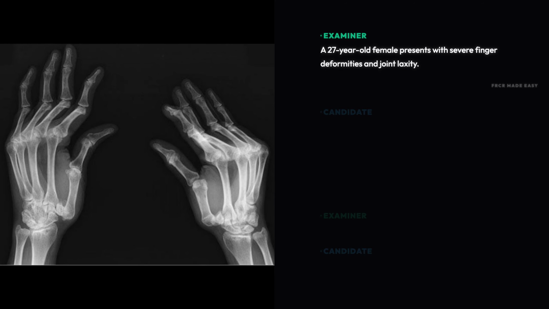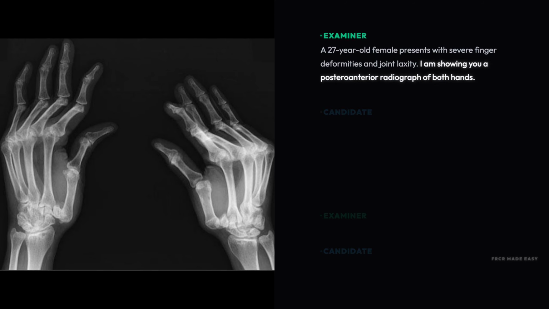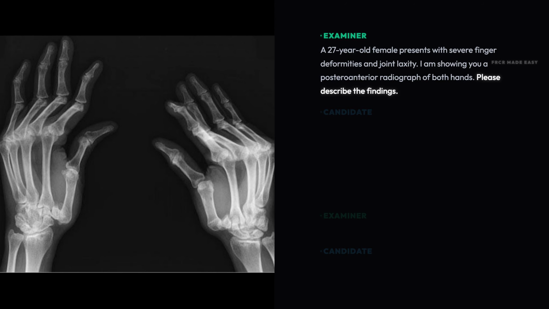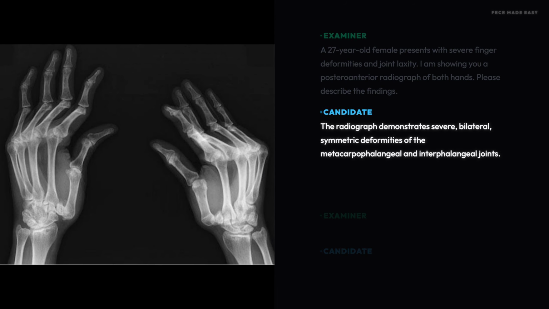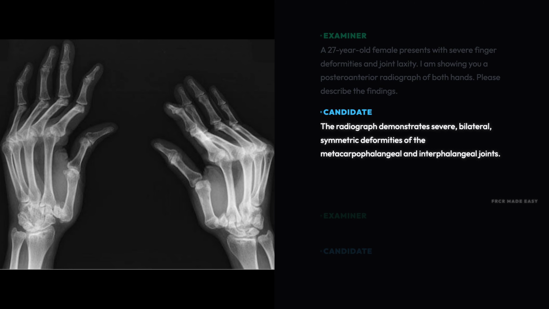A 27-year-old female presents with severe finger deformities and joint laxity. I am showing you a posteroanterior radiograph of both hands. Please describe the findings. The radiograph demonstrates severe, bilateral, symmetric deformities of the metacarpophalangeal and interphalangeal joints.